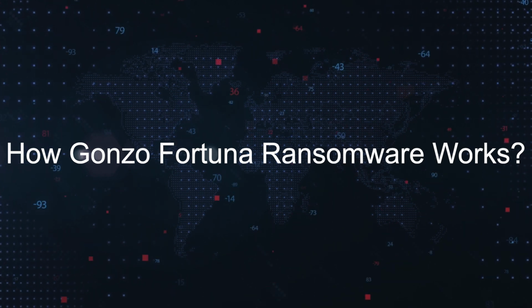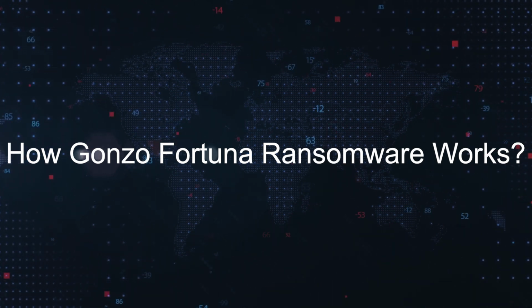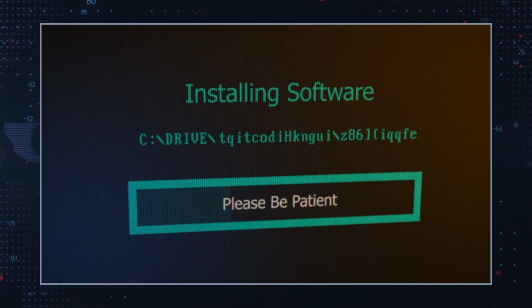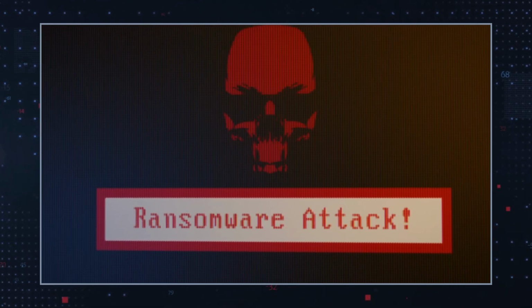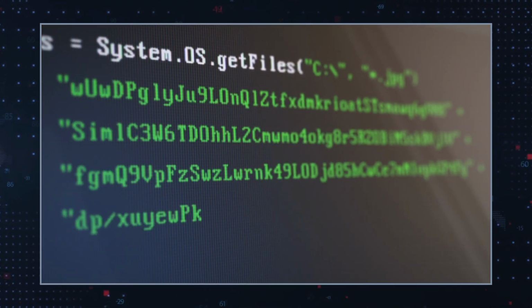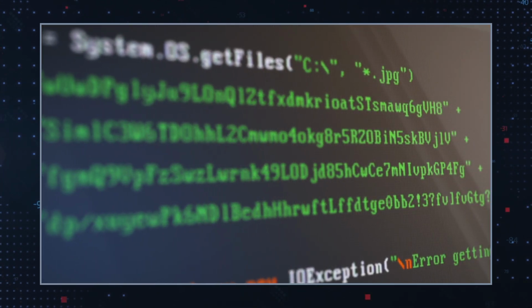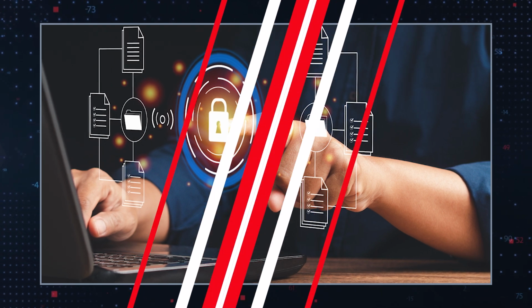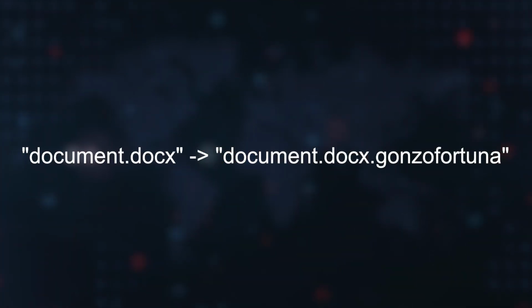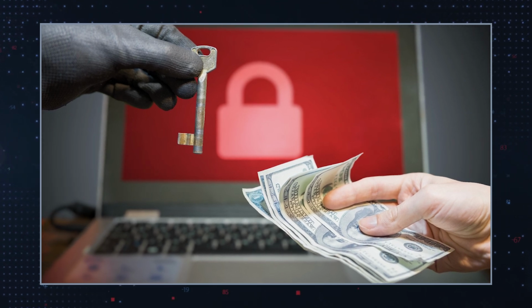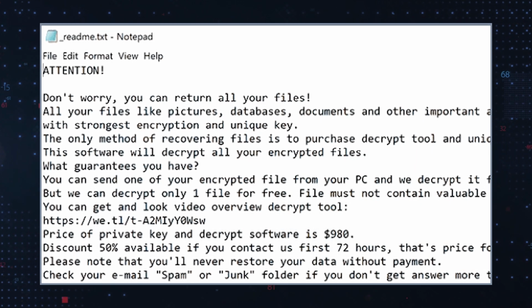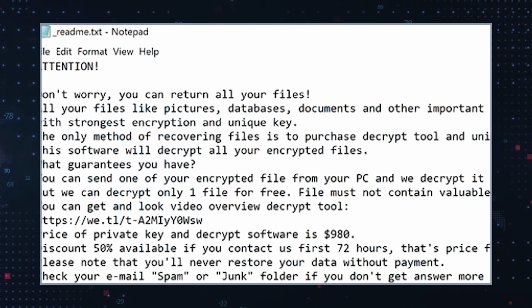How Gonzo Fortuna ransomware works. Once Gonzo Fortuna infiltrates a system, it scans and encrypts a broad range of file types, including documents, images, and other critical data. After encryption, it appends a unique extension to each file. For instance, a file named document.docs would become document.docs.gonzofortuna. These renamed files are rendered inaccessible without the decryption key held by the attackers, leaving victims unable to access their data. Gonzo Fortuna also generates a ransom note.